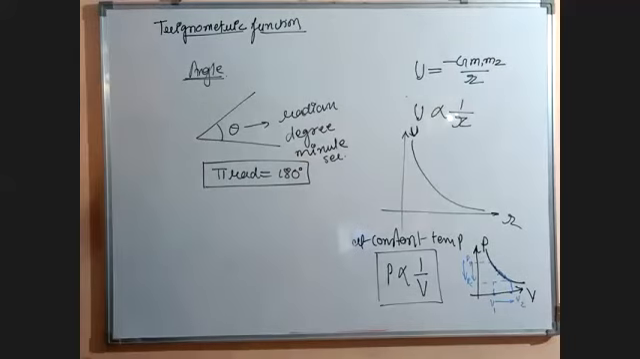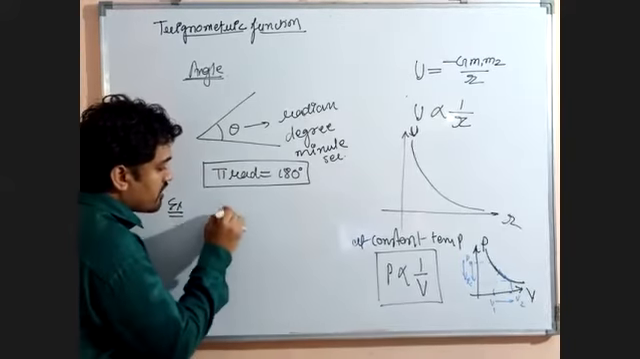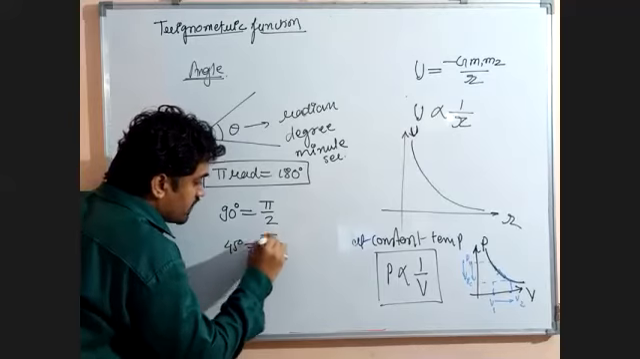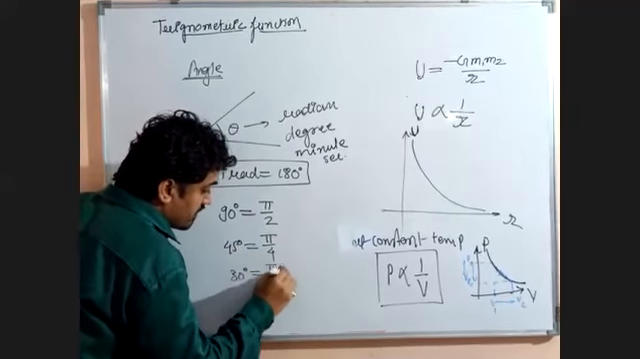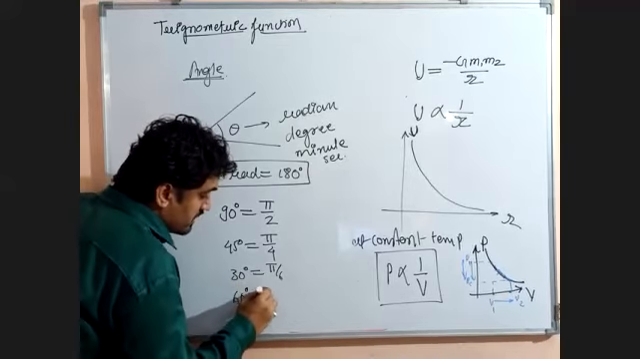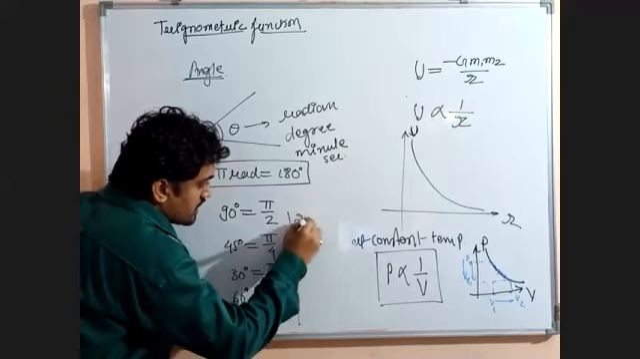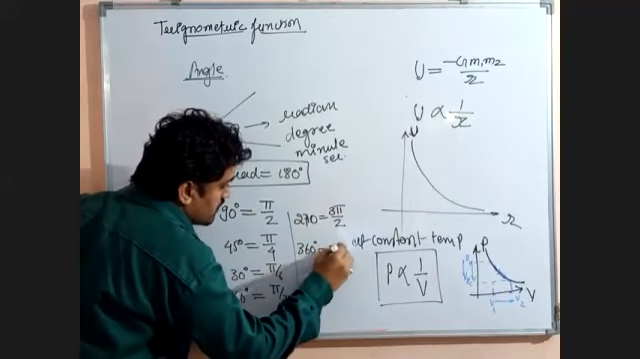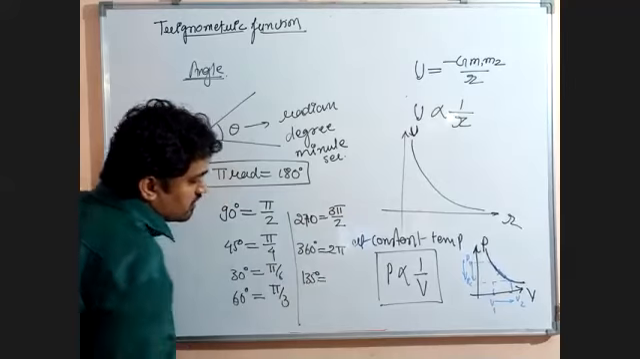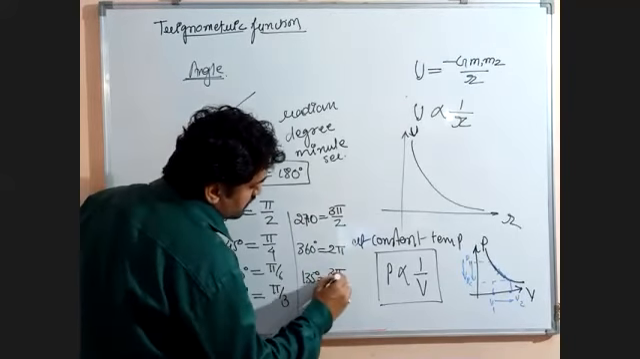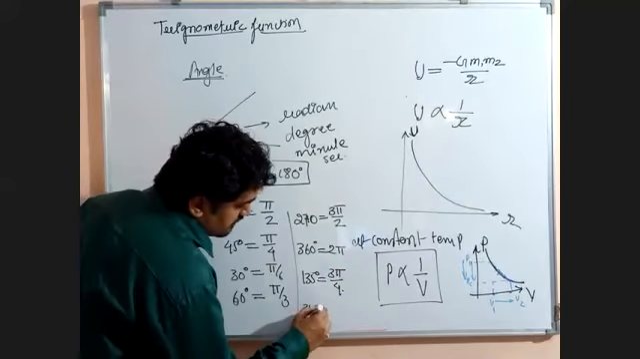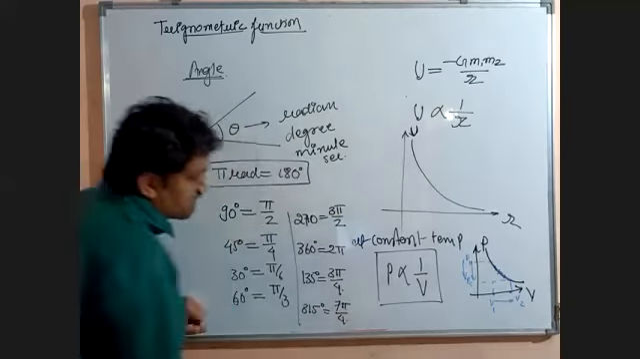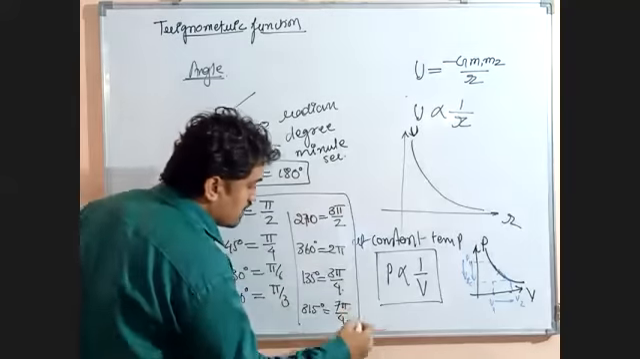You can find the relation. If you are talking about 90 degree, it is pi by 2 radian. 45 degree is pi by 4. 30 degree, pi by 6. 60 degree, pi by 3. 270 degree, 3 pi by 2. 360 degree, 2 pi. 135 degree is 3 pi by 4. 315 degree is 3 pi by 2 plus pi by 4, so 6 plus 1, 7 pi by 4. All these values you have to remember.